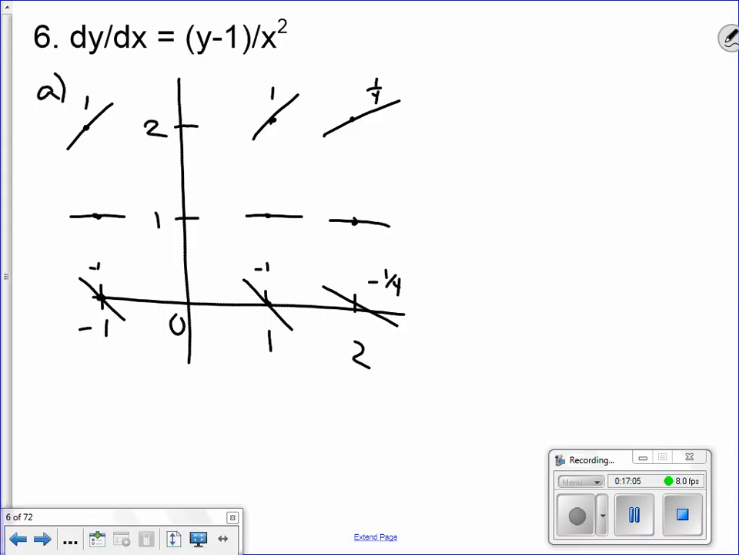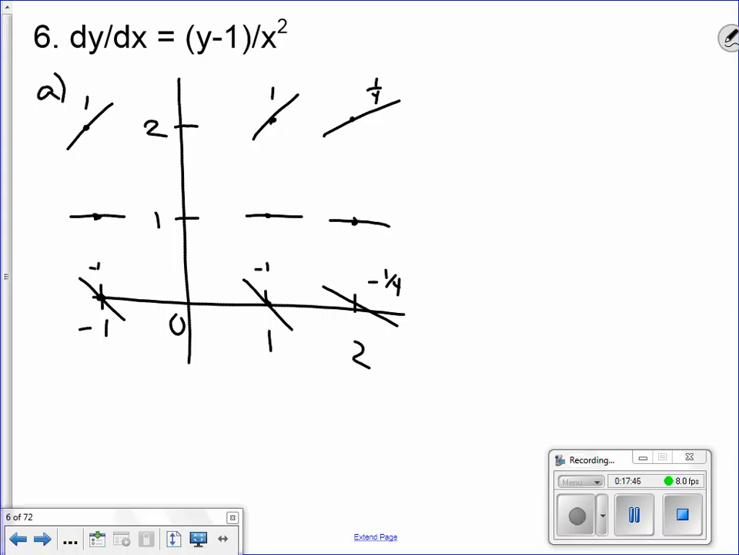First of all, I figure out where the slope is 0. When is a fraction 0? When the numerator is 0 and the denominator is not 0. So this slope will be 0 when y is 1, but x is not 0. Notice they gave you 9 points. They darkened them in, and you have to make sure that you have a slope at each of these 9 points. They won't ask you to draw a little slope field line when the denominator is 0, so there are none there next to 0.